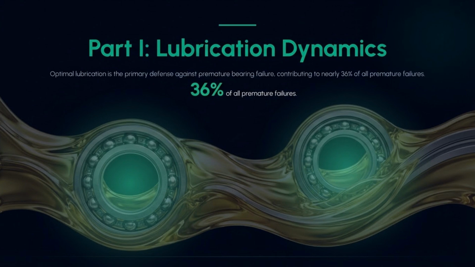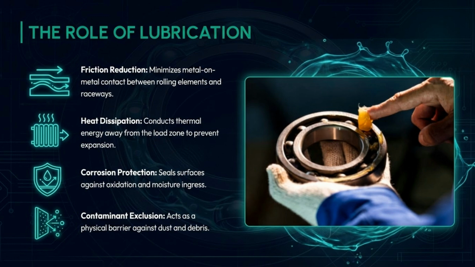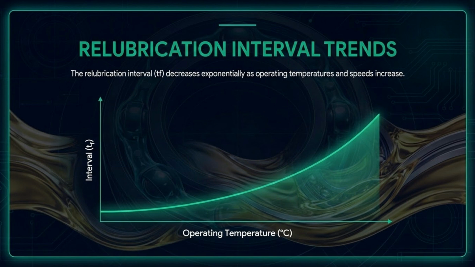Optimal lubrication is vital, as it is the primary defense against premature bearing failure, contributing to nearly 36% of all premature failures. Lubrication plays multiple roles: friction reduction, heat dissipation, corrosion protection, and contaminant exclusion. All these factors contribute to the longevity and performance of the bearing.